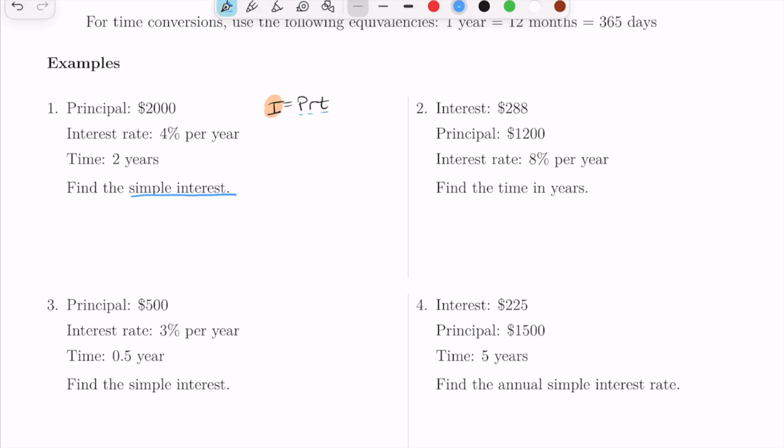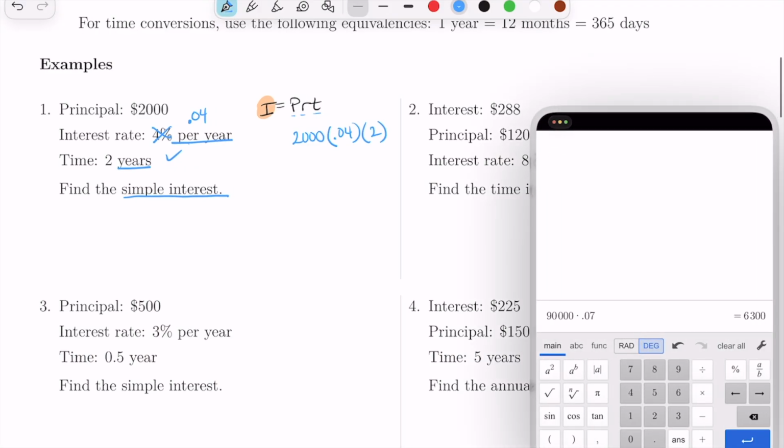Our principal is 2,000, so I'll put that in here. Our rate is 4% per year. The one thing I want to point out is this is 4% per year for a number of years, so we're good. What I am going to do is get rid of 4% and write this as 0.04 so that we're using it as a decimal. So I'll put 0.04 in for R, and our T is just 2. We have 2,000 times 0.04 times 2.